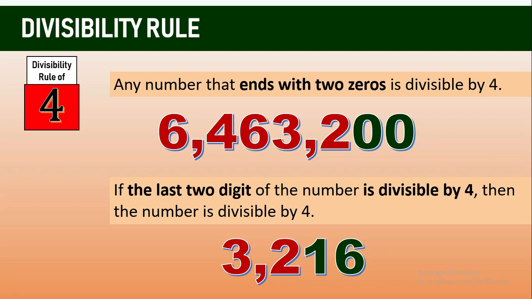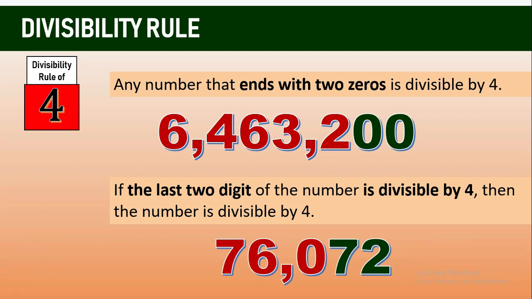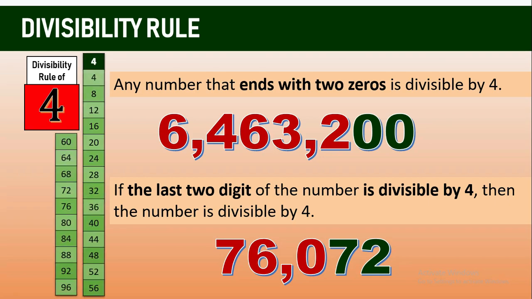Another example is 76,072. So, it ends with 72. Medyo malayo-layo, di natin kayang ma-skip count. So, we will use the multiple table. Multiple table of 4. Hindi multiplication table kasi wala namang minumultiply. So, hanapin natin kung multiple niya ang 72. So, ayun. There it is. So, 76,072 is divisible by 4.